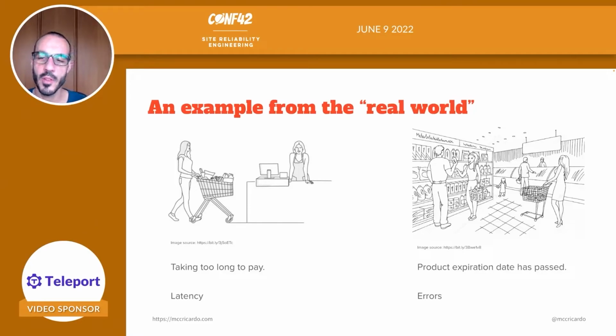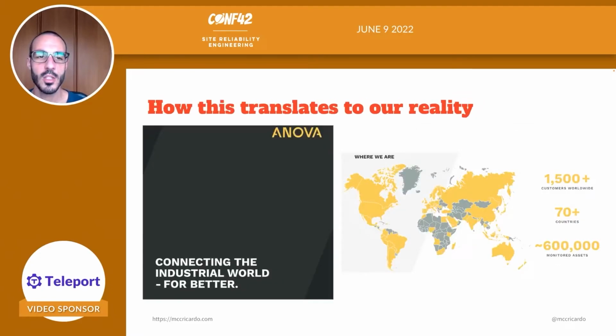So going a bit further on what reliability means and looking at our reality more on the tech side. I work at a company called Anova, and at Anova we work in industrial IoT services. So we provide services to our customers. These numbers are a little bit outdated, but we have more than 2,000 customers worldwide. We operate in more than 80 countries and we monitor more than 1 million assets.